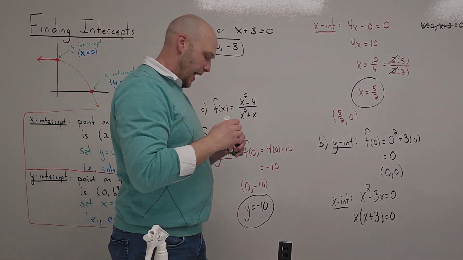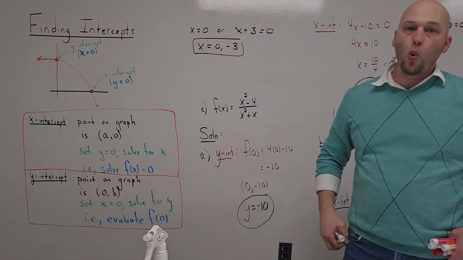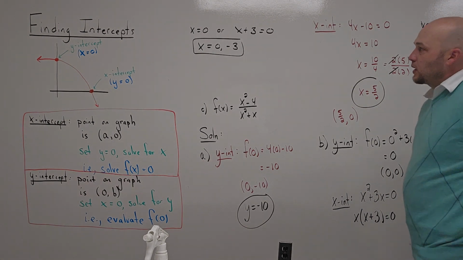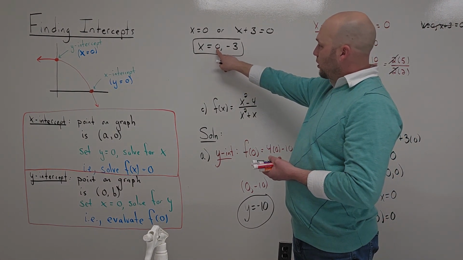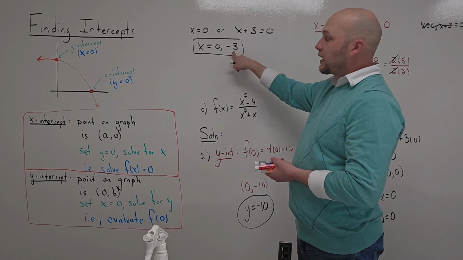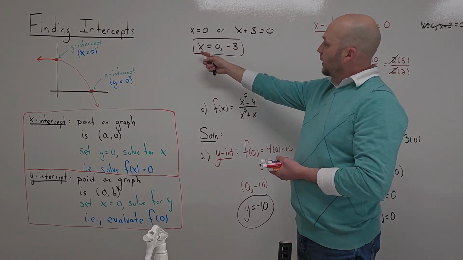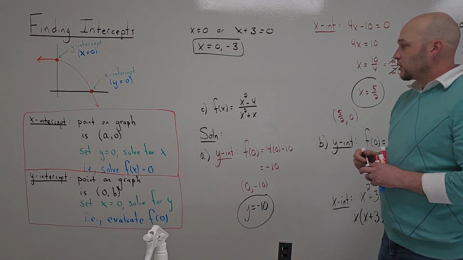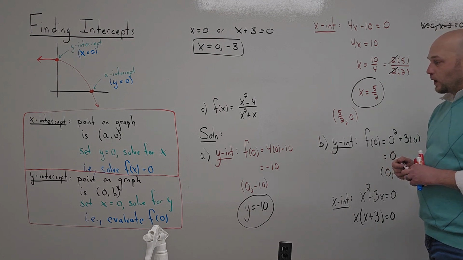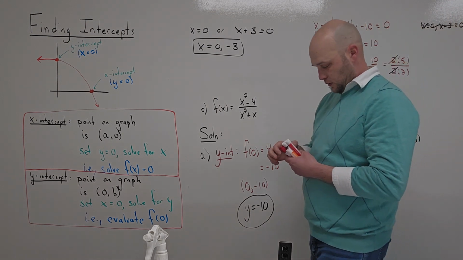Again, more technically, those are the x-coordinates of the x-intercepts, meaning your x-intercepts would be (0, 0) and (-3, 0). But I'll just list the x values in this case. Okay, solution for C.